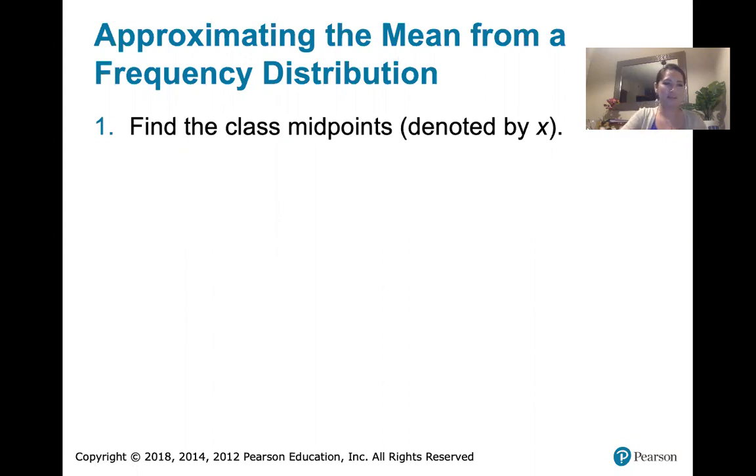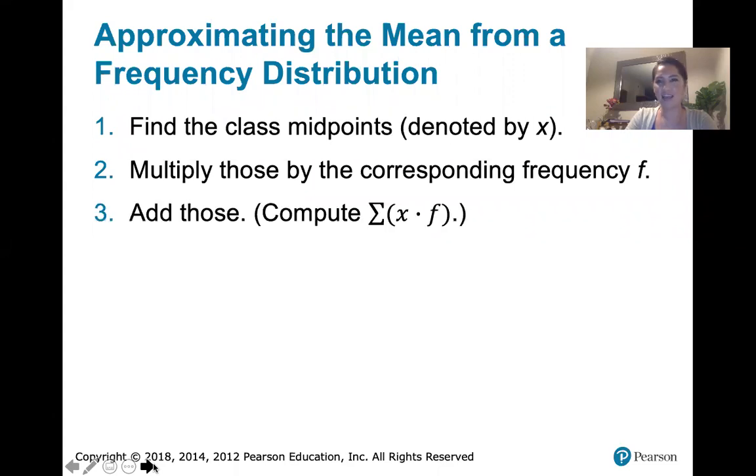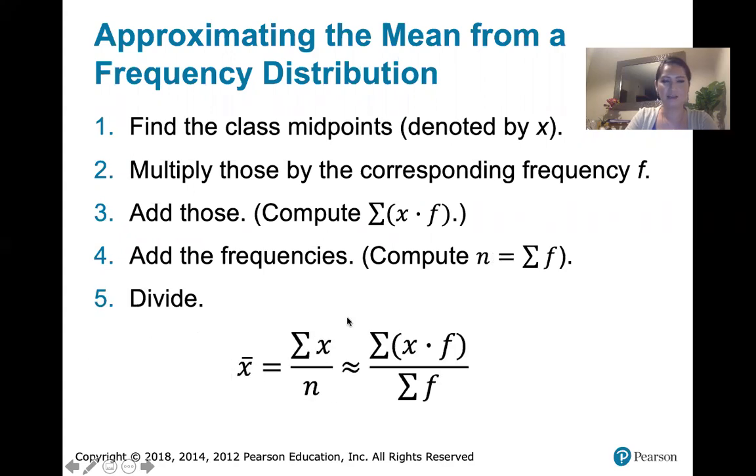I'm going to explain more of why this procedure produces a number that's an approximation of the mean in just a moment. But if we have a frequency distribution, that means we have a number of classes. The first thing that we do is we find the class midpoint, and we denote that by x. Then we take those class midpoints and multiply by the corresponding frequency, and then we add them all together. Then you want to add up all the frequencies. Now that's the same as your sample size, n, and then you divide.